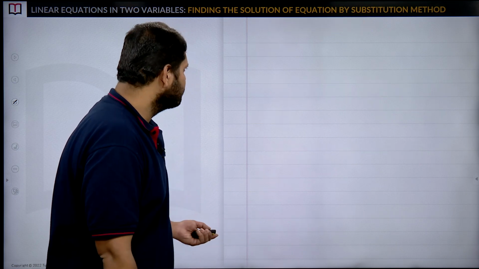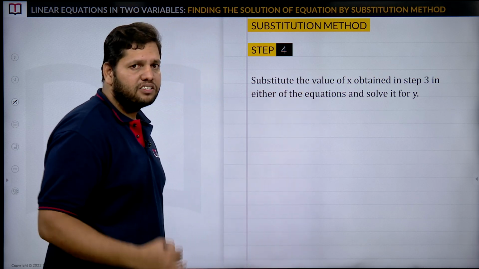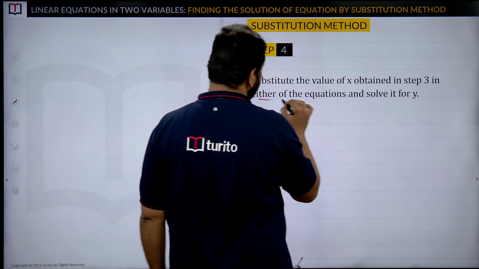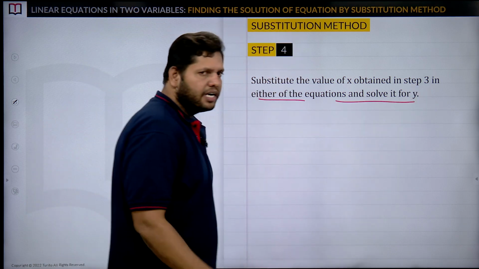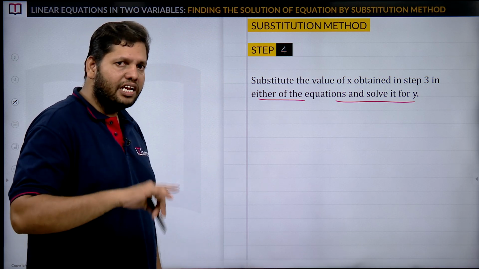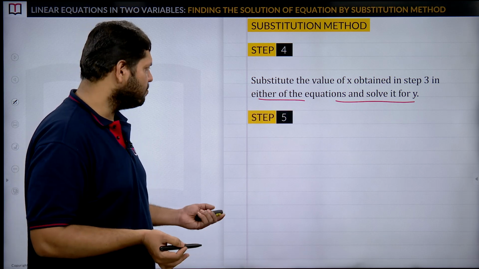Okay. Next, substitute the value of x in step 3, and substitute the value in the equation to find the y value. After getting the x value, what do you have to do? Take the x value, substitute in any one of the equations to find the y value. Okay children, that is the substitution method.